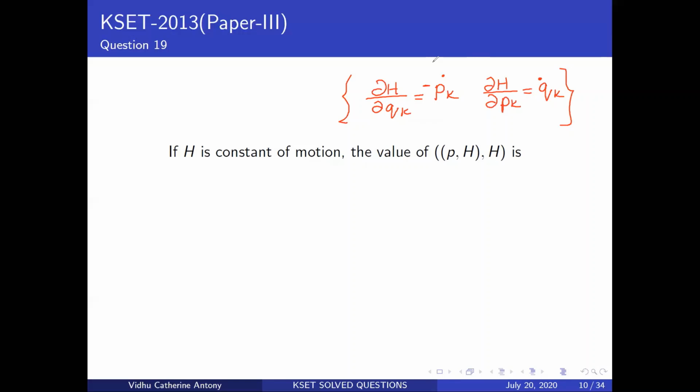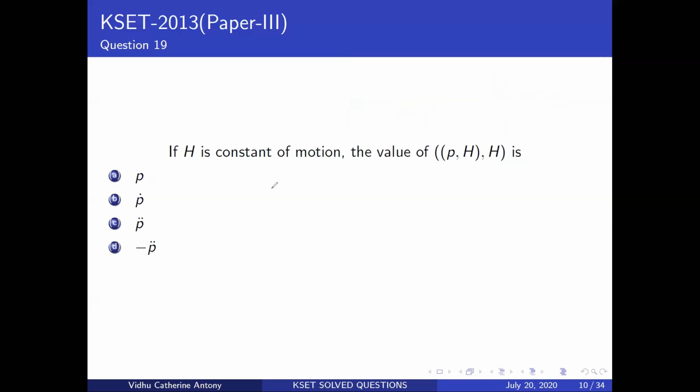So now let's look at what the options are. You've got p, p dot, p double dot, minus p double dot. Okay, so now what I need to do here is, let's say I need to find what df by dt is, for some function f. Okay, I need to find out what that is.